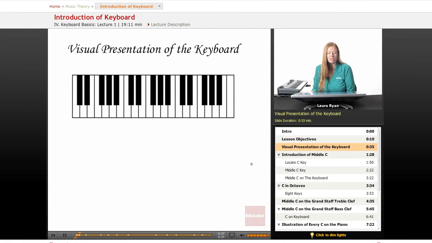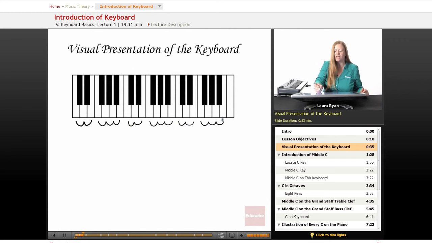So here's our visual presentation of the keyboard. Everyone has been around a keyboard at some point in their lives, whether it's through TV or the movies or in your house or at your school. It's basically groups of 3 white keys and groups of 4 white keys. What we have is a group of 3 white keys. Here's 1, 2, 3. And 4. 1, 2, 3, 4.